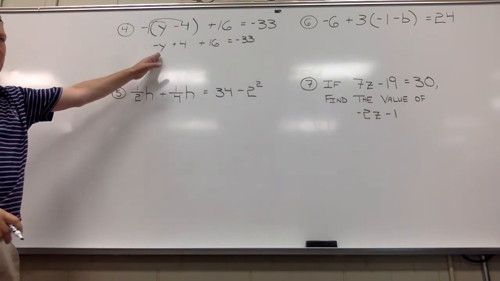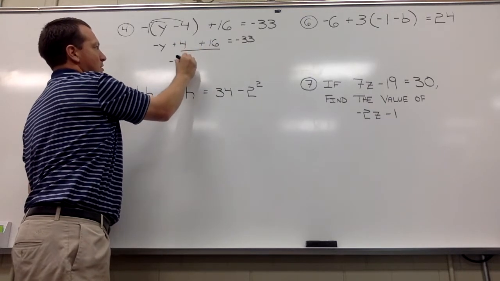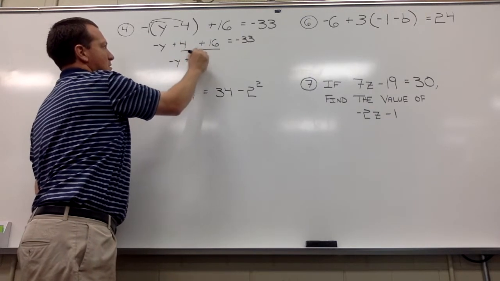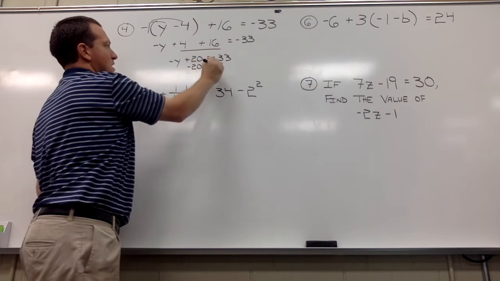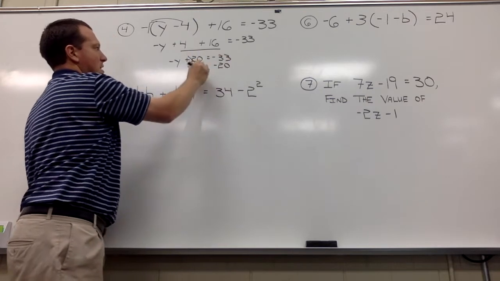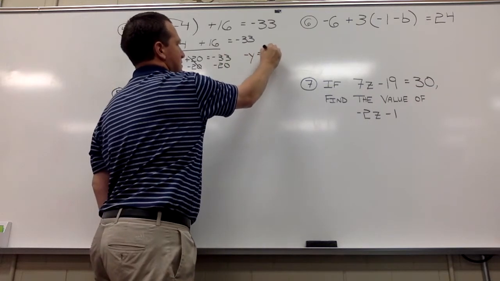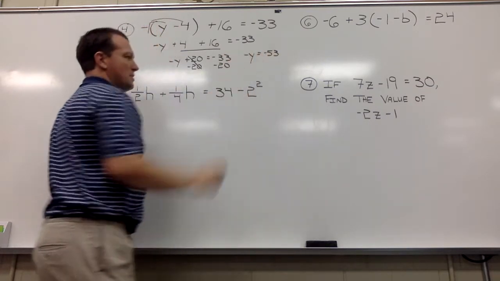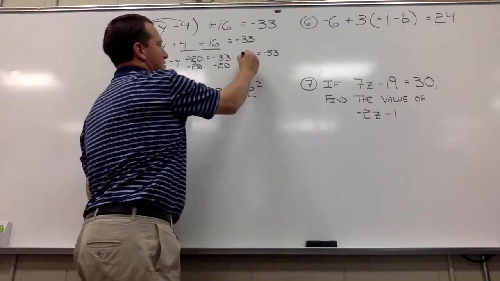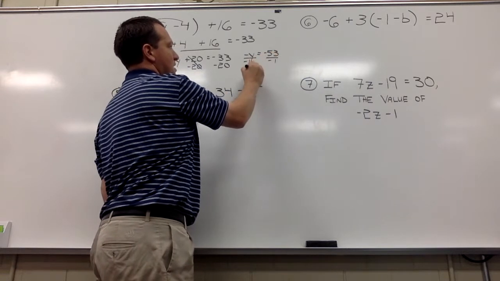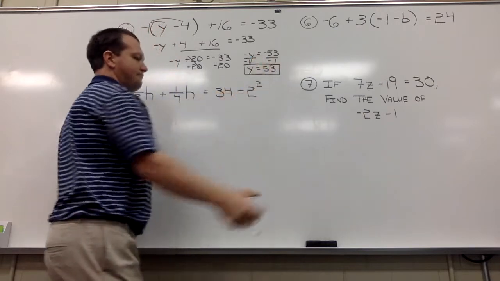Left side, I have the like terms here of 4 and 16. So I'll have -y plus 20. This will equal -33. Subtract 20 from both sides. I'm going to have -y equals -53. So this is like a -1y equals -53. I'll divide by -1, and positive y will equal positive 53. Groovy.